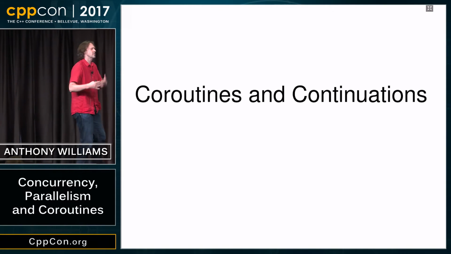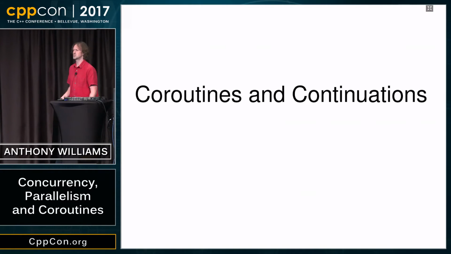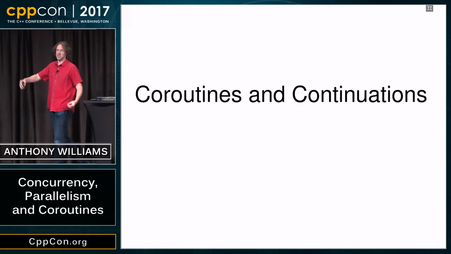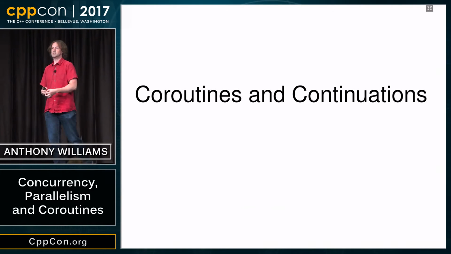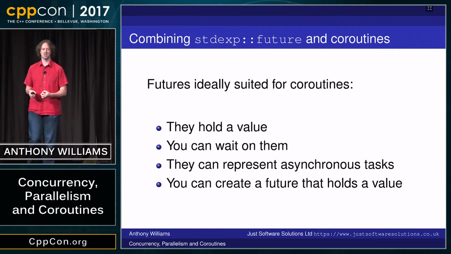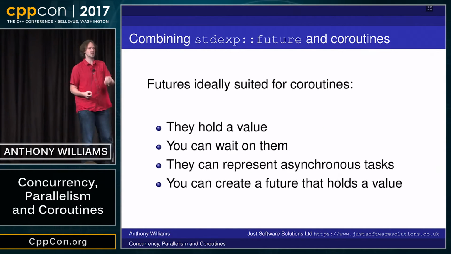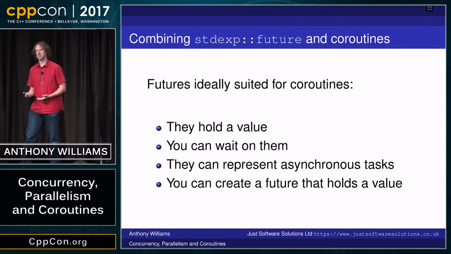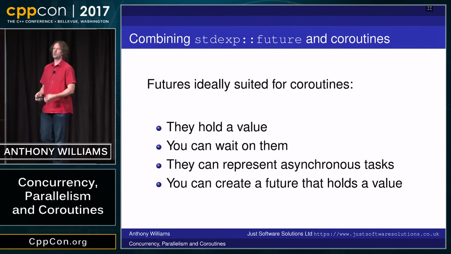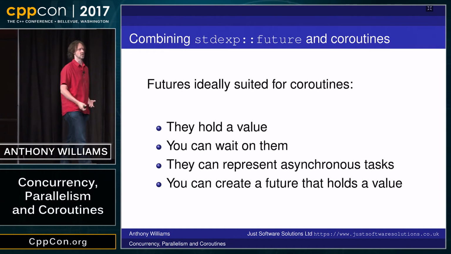OK, so how does that relate to coroutines? We've got coroutines from the Coroutines TS. We've got continuations from the Concurrency TS. How does that work? Well, in some sense, futures are ideally suited for coroutines. They hold a value, which is going to be available at some point. You can already wait on them in normal code. They can represent asynchronous tasks. And you can create one already that directly holds a value. So these map very nicely to coroutines.